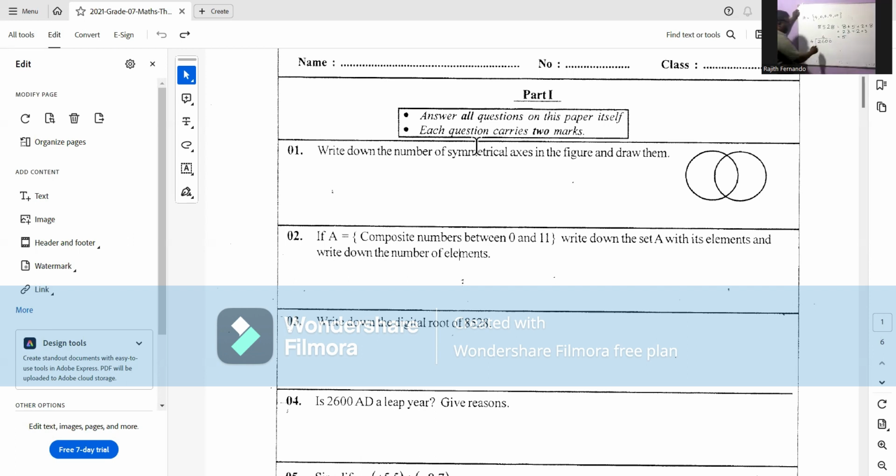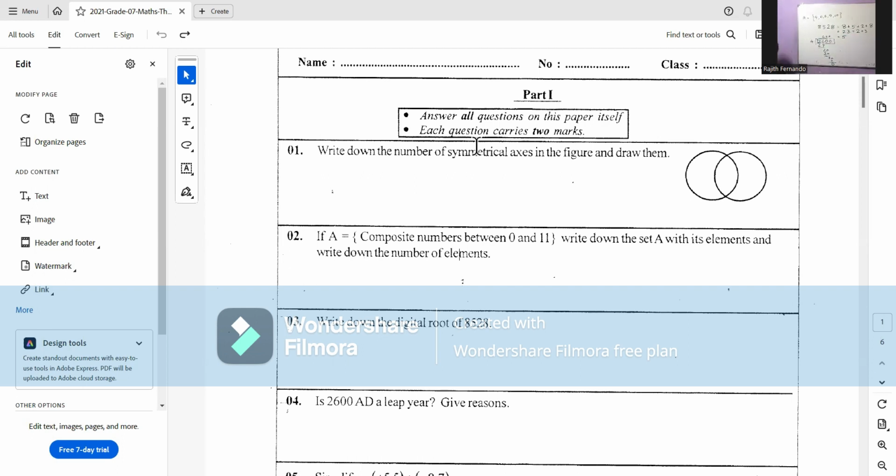6 fours are 24. And 2 is 20. That is 5. That is 20, then 0, 0. Therefore, the remainder is 0. That means it can be divided by 4 without remainder. Therefore, it may be a leap year according to this rule, but we have to check other rules also.